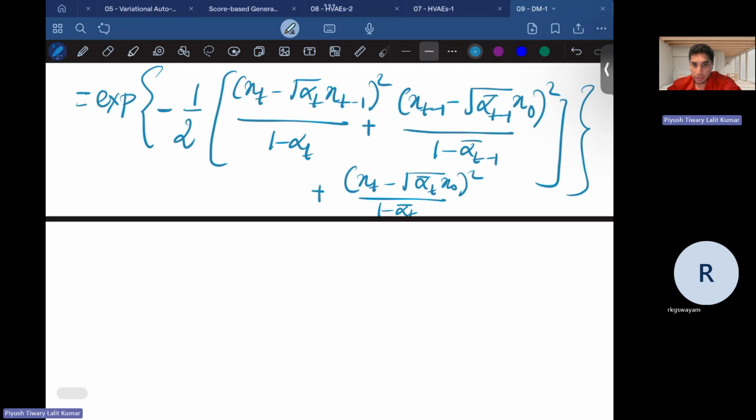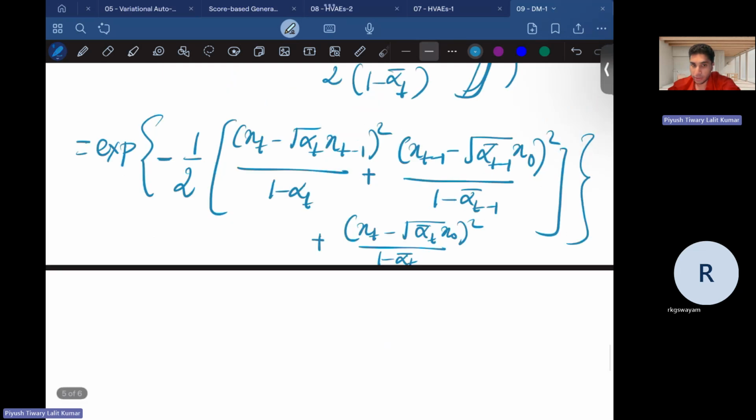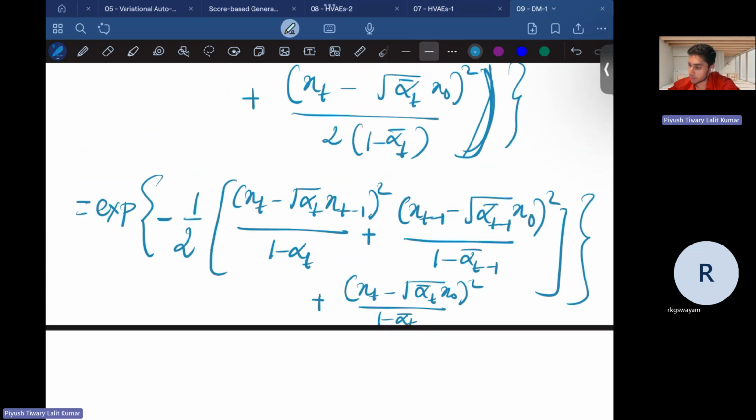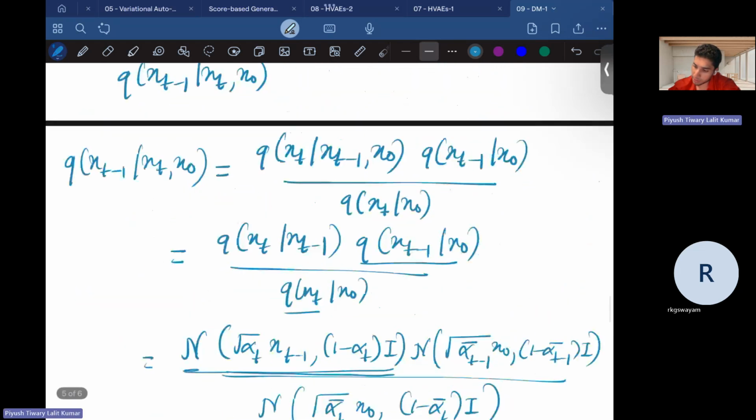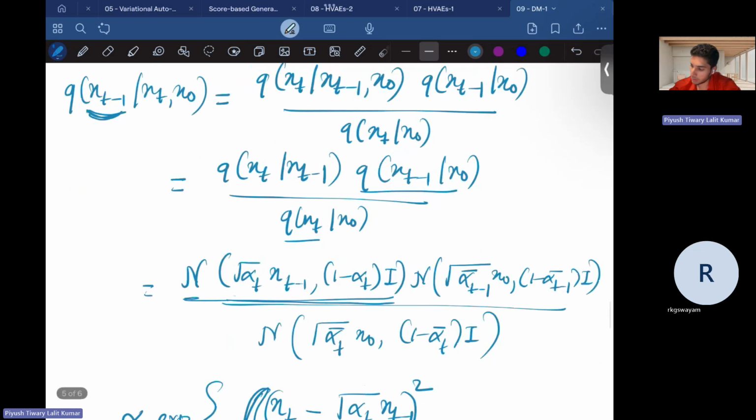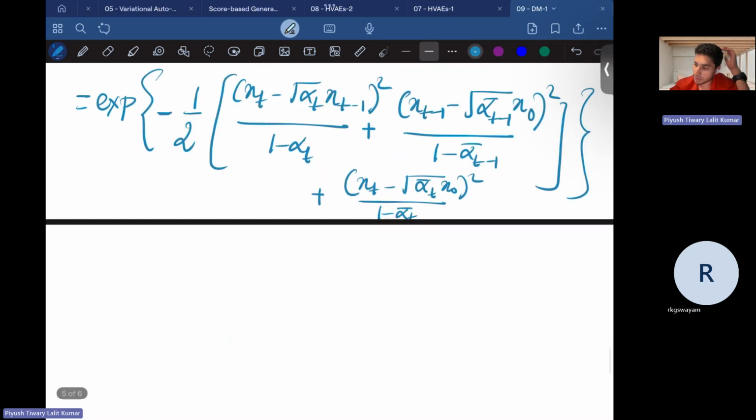Okay, so what we will do now is, well, there's nothing to do. We'll simply expand the square terms, like whatever is there in the numerator. We'll just expand those. Another thing to note here is that this is a distribution of xt minus 1, so we only need to concern ourselves with the terms that are related to xt minus 1. The other terms will again go as constant, right?